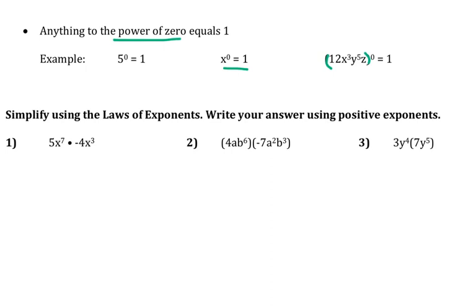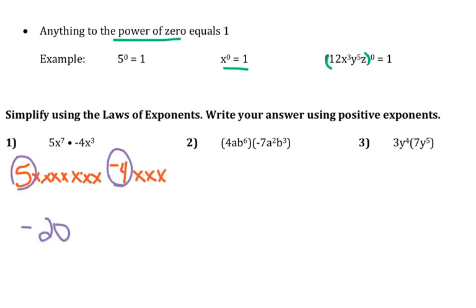So number 1, it says 5x to the 7th times negative 4, x to the 3rd. What you're going to do is take the 5 times the negative 4, and then take x, that's your base, and count up how many times you have it. 1, 2, 3, 4, 5, 6, 7, 8, 9, 10. And that's your answer. So you could have done that by adding the exponents of 7 and 3. And if you remember how to do that, then that's fine. If you get mixed up or you forget what the rule is, then you always have this backup plan.